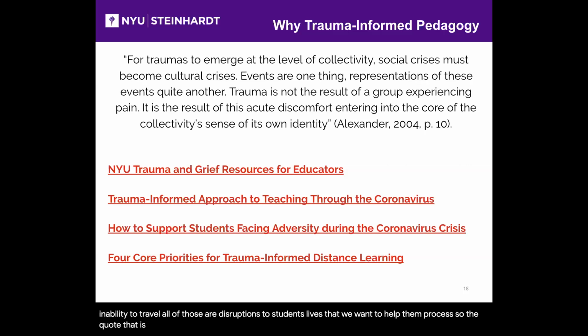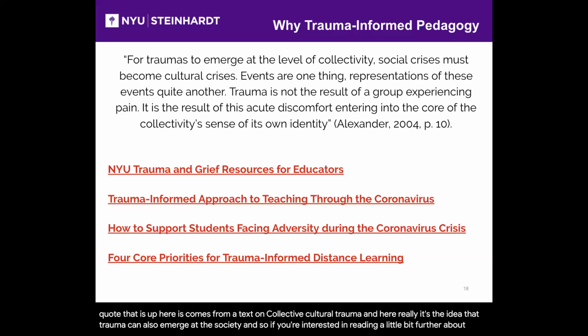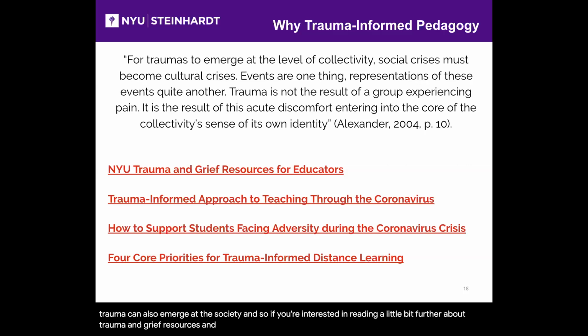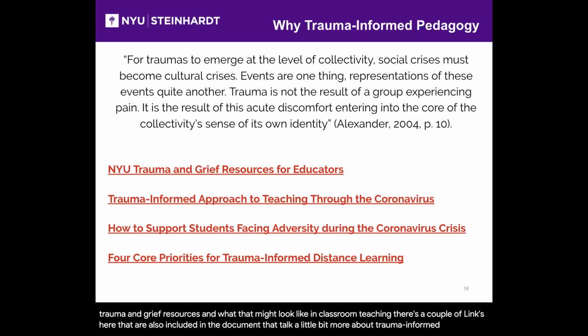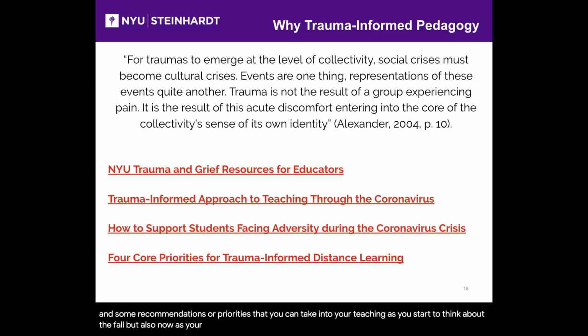So the quote that is up here comes from a text on collective cultural trauma. And here really it's the idea that trauma can also emerge at the level of collectivity in an entire society. And so if you're interested in reading a little bit further about trauma and grief resources and what that might look like in classroom teaching, there's a couple of links here that are also included in the document that talk a little bit more about trauma-informed pedagogy and some recommendations or priorities that you can take into your teaching as you start to think about the fall, but also now as you start to wrap up the year for those folks that are on the East Coast.